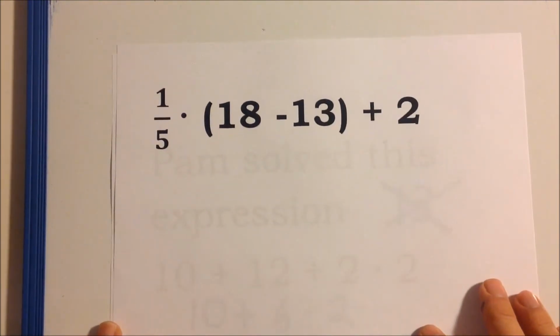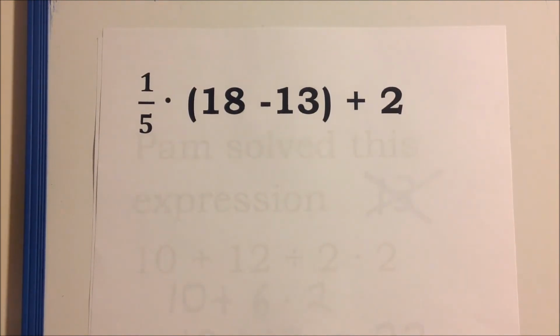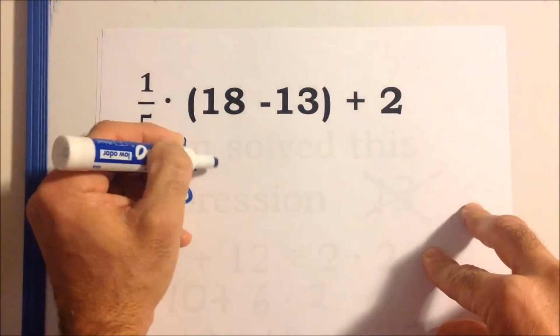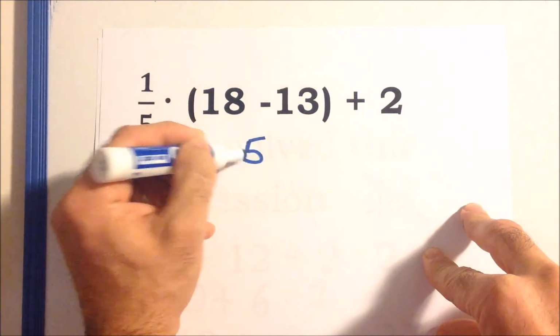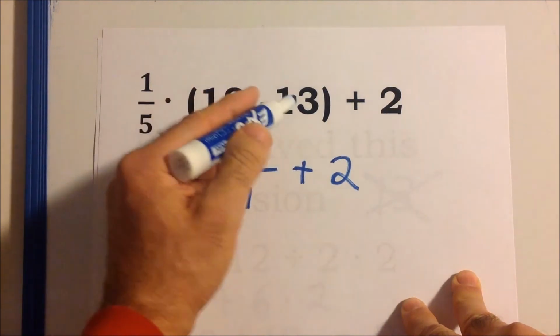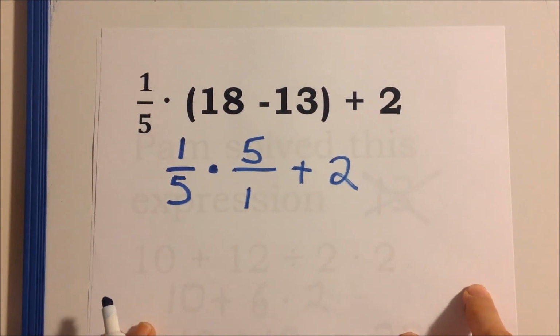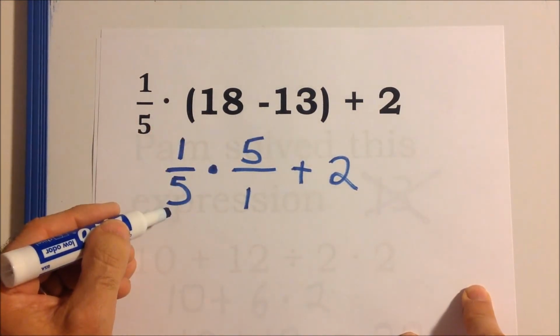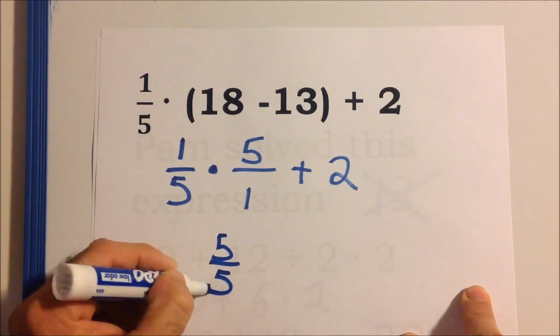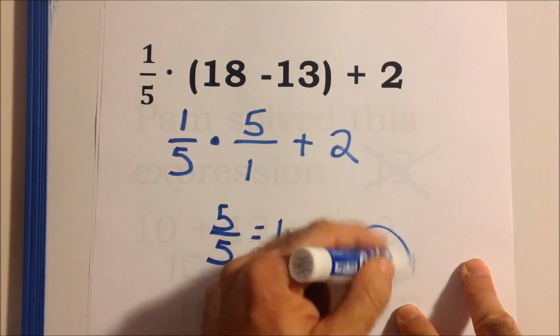Alright, here's one more problem. Let's see if you can do this problem. We have a fraction here. What should we do first? Again, you want to do parentheses first. So we're going to have 1/5 times 5, and we can put it over 1. We can put every integer over 1. 18 minus 13 is 5. Put it over 1. The next step is to do multiplication. Now you can see you can just cross out the 5's, or you can just multiply 5 over 5, and 5 over 5 is just 1. And 1 plus 2 gives us our answer of 3.